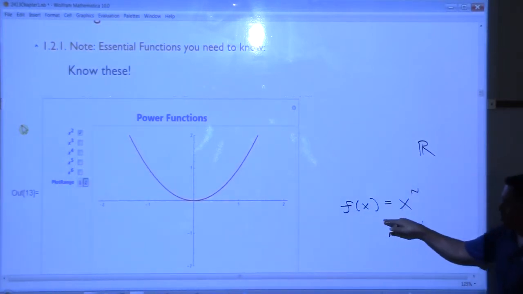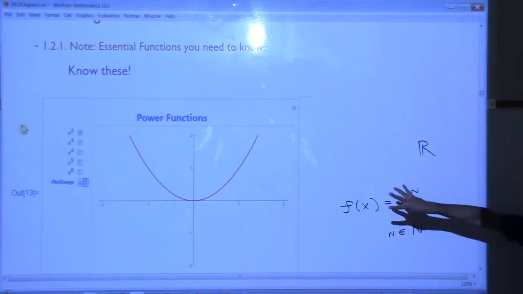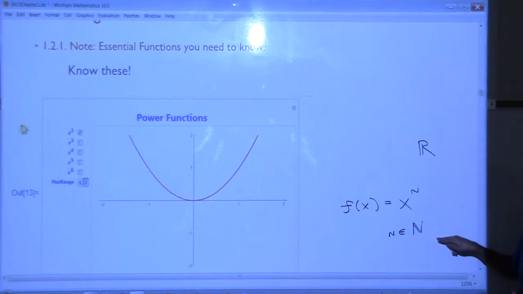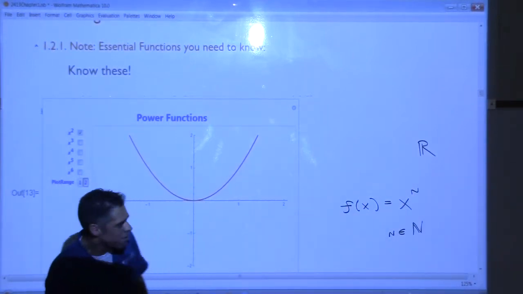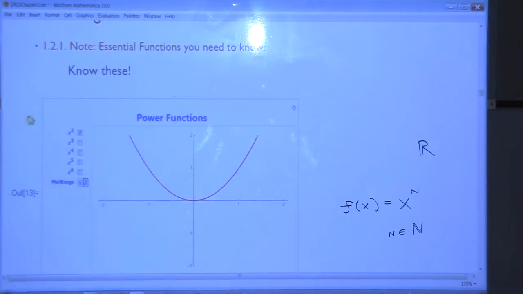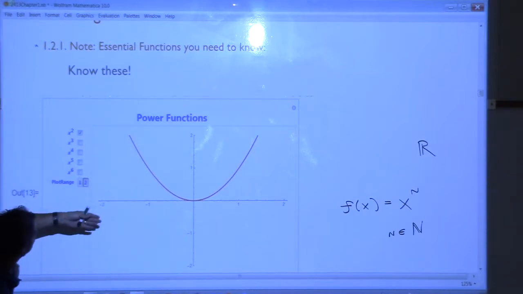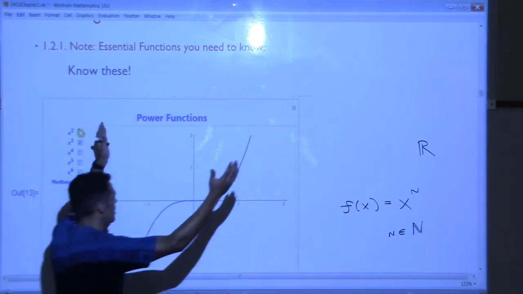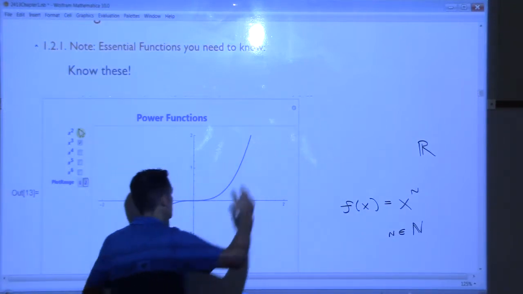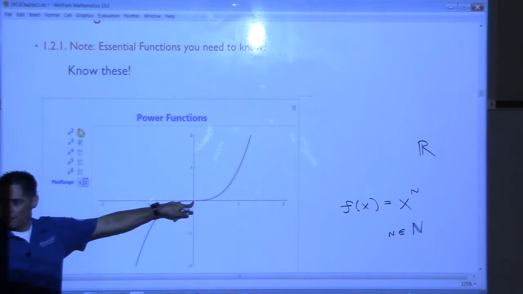So a power function, at least the way we're referring to it here, is any function where our power is a counting number: 1, 2, 3, 4, 5, 6, 7, 8, 9. Our power functions all have similar characteristics. When the power is 2, it's a parabola, so it looks like that. When the power is 3, it changes. Instead of both sides going up, the left side goes down and the right side goes up. But notice they all go through (0, 0).